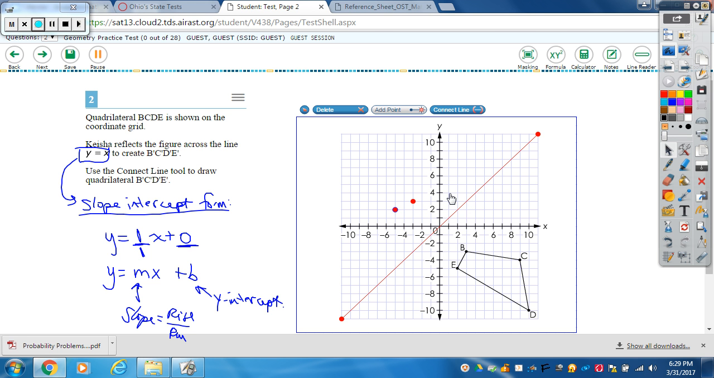1, 2, 3, 4, 5, 6, 7, 8, 9, 10, 11, 12, 13. Okay, that's a lot of counting there. Whew. All right, now for D, I can count it all out, or I can just say that I know this point right here reflected across that is going to end up being that point right there, but we can just double check that.